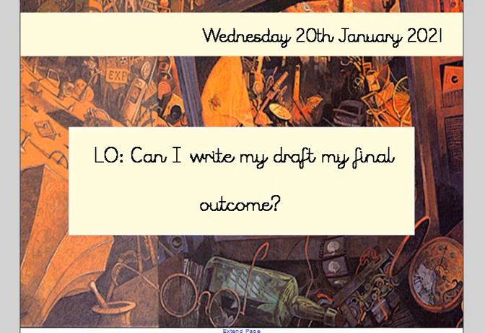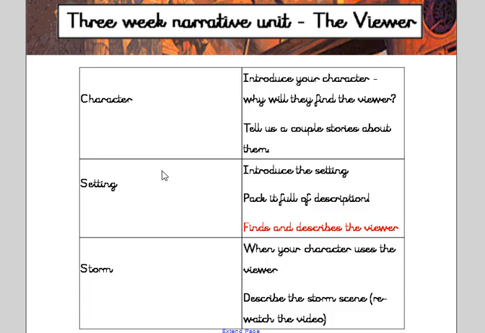So, let's just have a look at the sections that we should be having. Mainly broken down into three main sections, but you may have more than one paragraph for each of these. We've got the section about our character, then the section about our main setting, then the section about the storm. During the character section, you need to introduce your character, and why they'll find the viewer. That was about their interest that put them in a position where they would end up finding the viewer. So whatever that might be, you need to introduce your character.